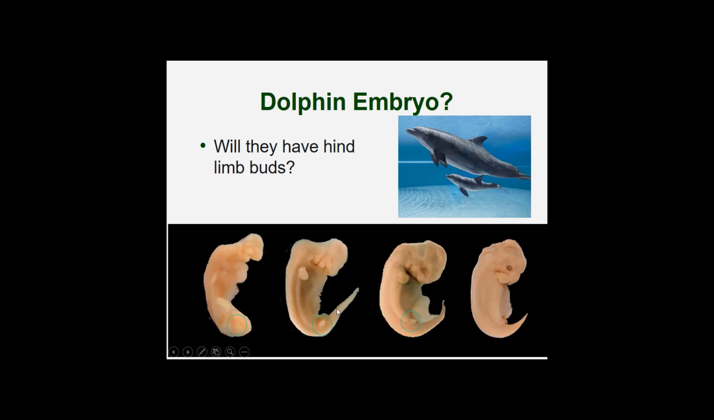Now, as these embryos develop, eventually those hind limb buds are reabsorbed so that they do not have hind limbs, which makes them much more agile and swift aquatic predators.